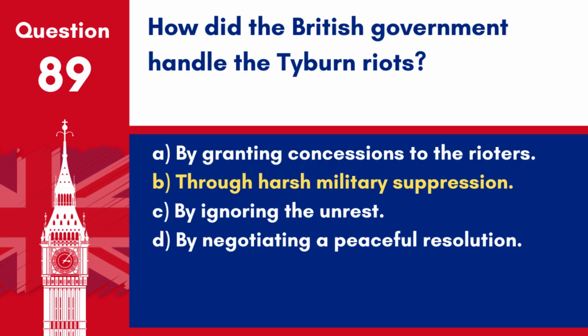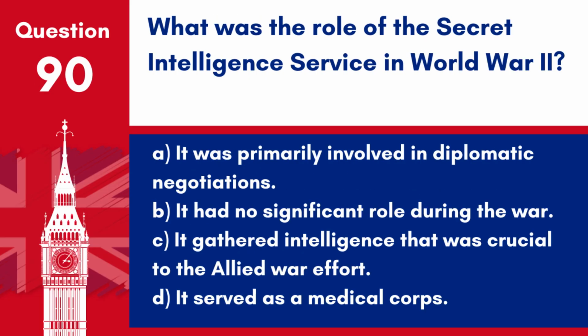Answer: B. Through harsh military suppression. The Tyburn riots, like many other public disturbances of the period, were met with a strong governmental response, reflecting the authorities' approach to civil unrest during that era. Question 90. What was the role of the Secret Intelligence Service in World War II?